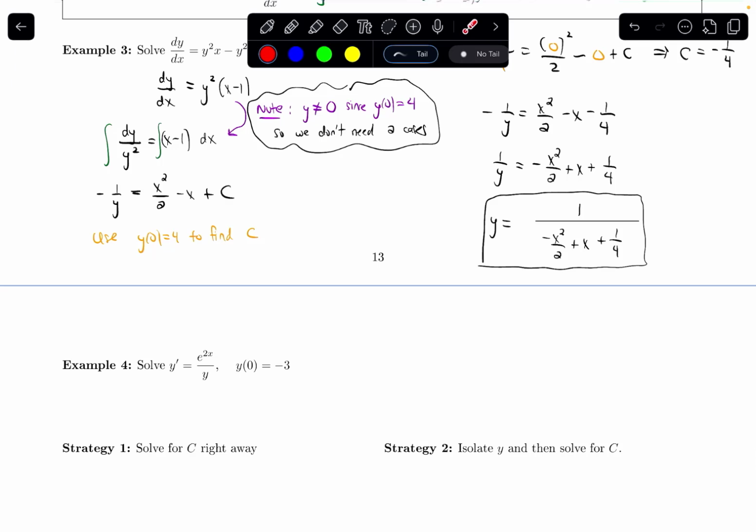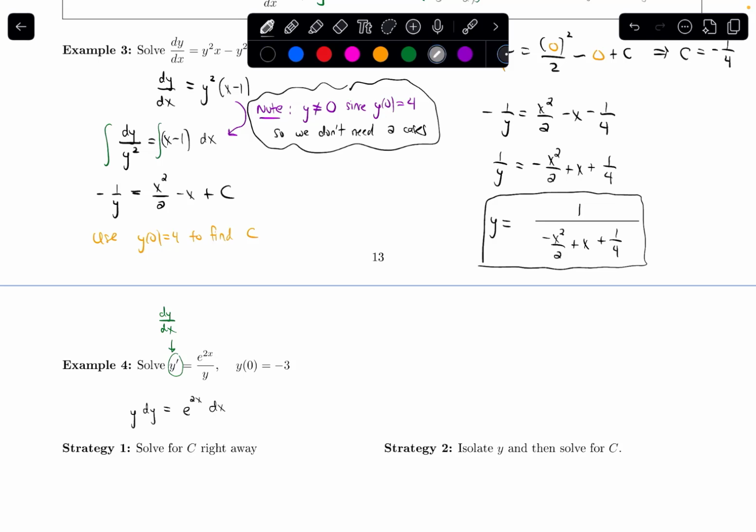So now let's say I want to solve y prime equals e to the 2x over y with initial condition y of 0 equals negative 3. So y prime is just another way to write my derivative, dy dx. And I can isolate my variables by multiplying this y over to the left and multiplying this dx over to the right. So that'll give me y times dy equals e to the 2x times dx.